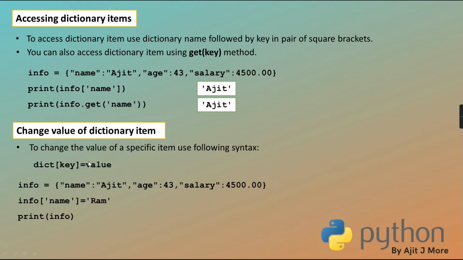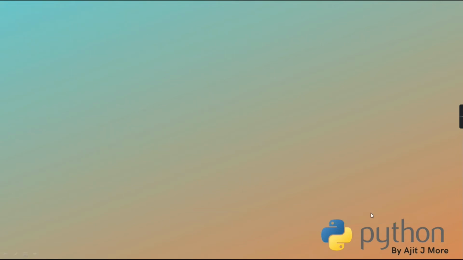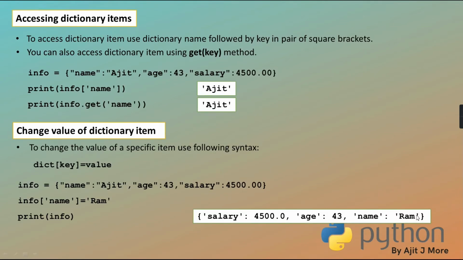Now this is our dictionary. Info of name equal to Ram. So this value will be replaced with this new value. Now if you print and see the dictionary, there the value of name is changed. Now in Python 3, if you print a dictionary, you will not get such unpredicted order, you will get a normal order only, the order in which you have added. There is name, age and salary.